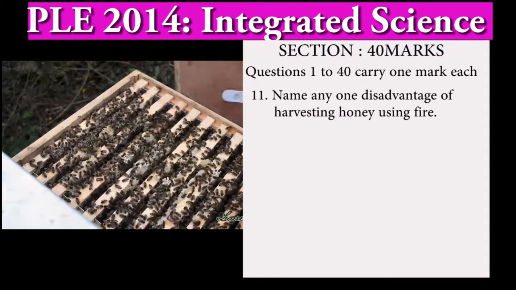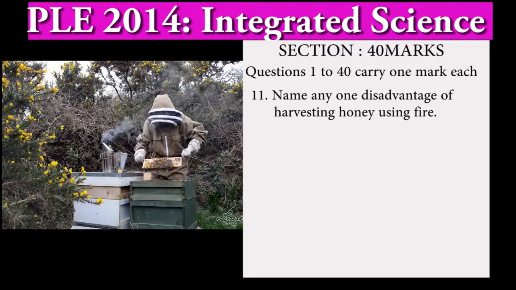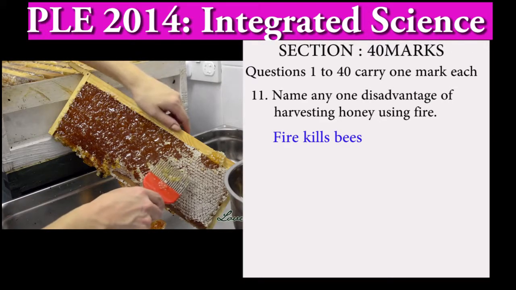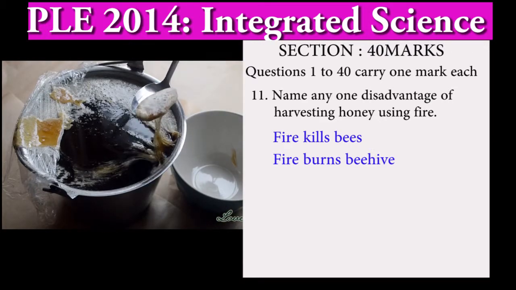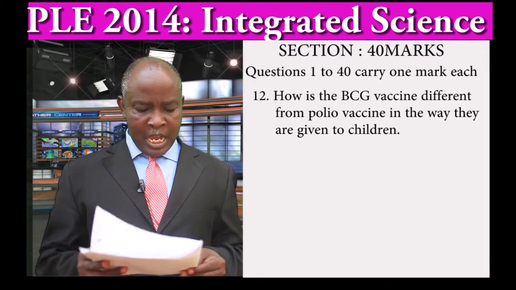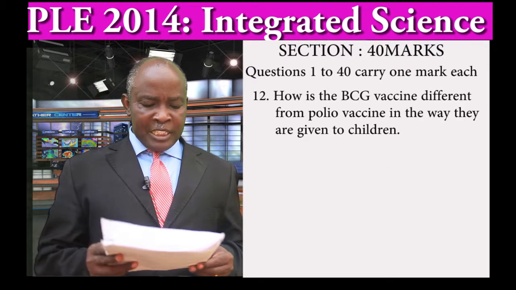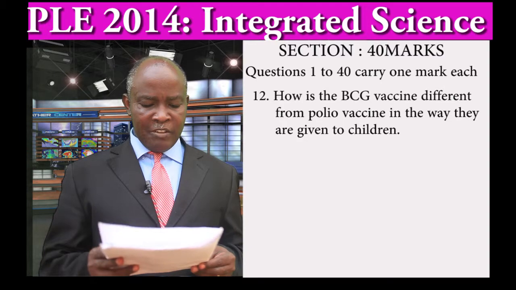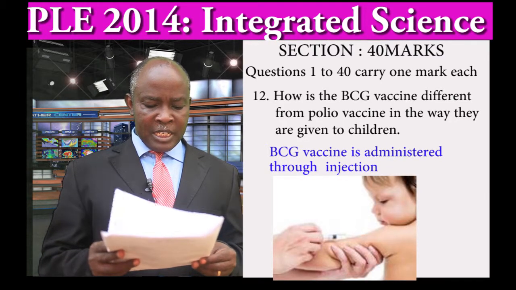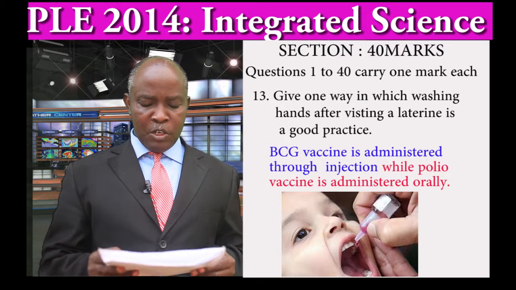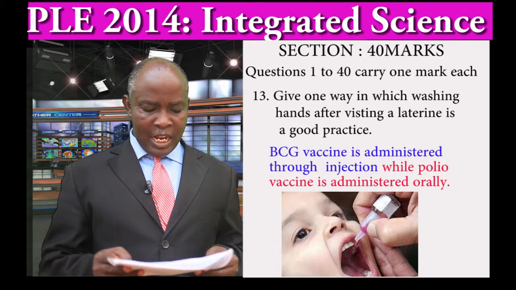Number 11. Name any one disadvantage of harvesting honey using fire. Fire kills bees. Fire burns the bee hive. Fire makes honey dirty. Fire melts honeycombs. Number 12. How is BCG vaccine different from polio vaccine in the way they are given to children? BCG vaccine is administered through injection, while polio vaccine is administered orally.